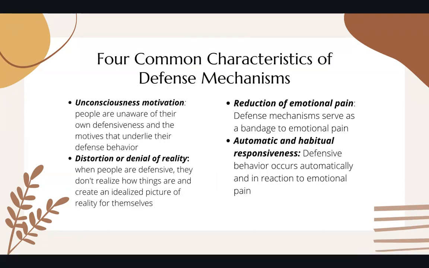So first, there are 4 common characteristics of defense mechanisms. The first one is unconscious motivation. This is when people are unaware of their own defensiveness and the motives that underlie their defensive behavior. 2, distortion or denial of reality. This is when people are defensive, they don't realize how things are and create an idealized picture of reality for themselves.